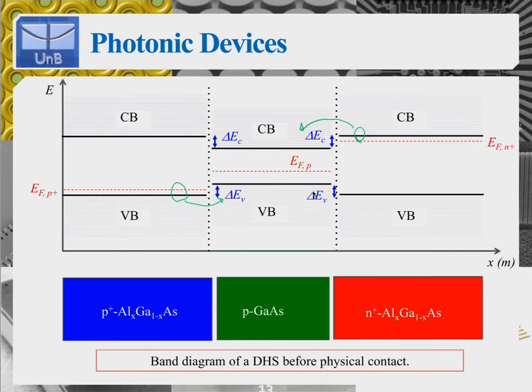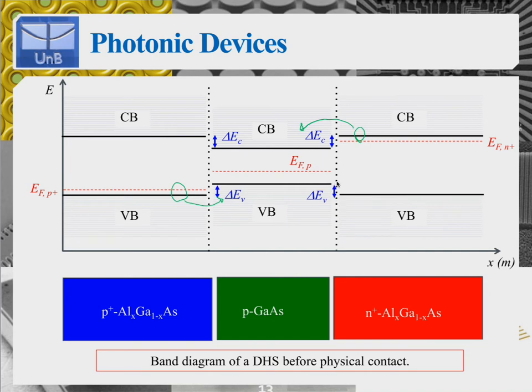So thinking about the holes here, you have more holes in this p-type material than you have in this n-type material. So we have holes diffusing in the opposite direction here as well.